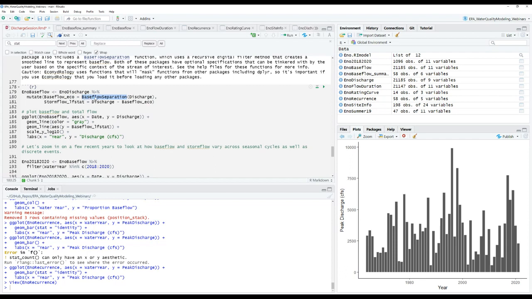Then you just use this baseflow separation. So that would really be the only thing that you have to change, with the exception of any tracking of those column names throughout that section of code.